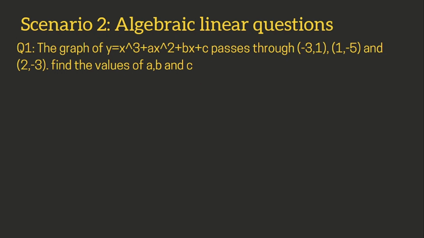So in this case, the graph of y equals x cubed plus ax squared plus bx plus c passes through the points (-3, 1), (1, -5) and (2, 3). And so they ask you to find the values of a, b, and c.